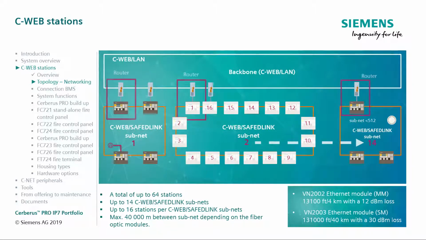The router station is responsible for communicating with the optical C-Web LAN. This panel is connected to the optical C-Web LAN with an Ethernet switch. If a redundant connection is required in accordance with EN54, the standby router station must be used. It ensures a redundant connection to the C-Web LAN. If the router station fails, the standby router automatically takes over and ensures the connection to the C-Web LAN.